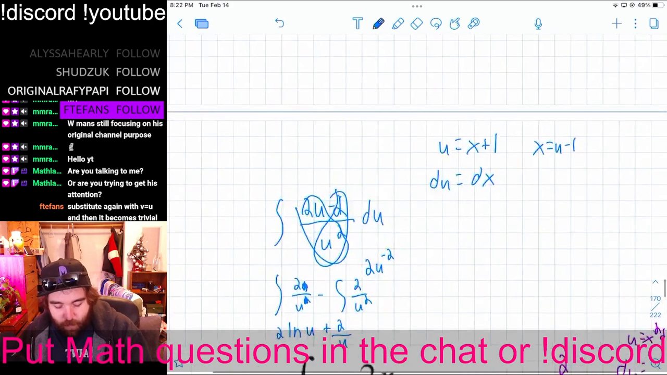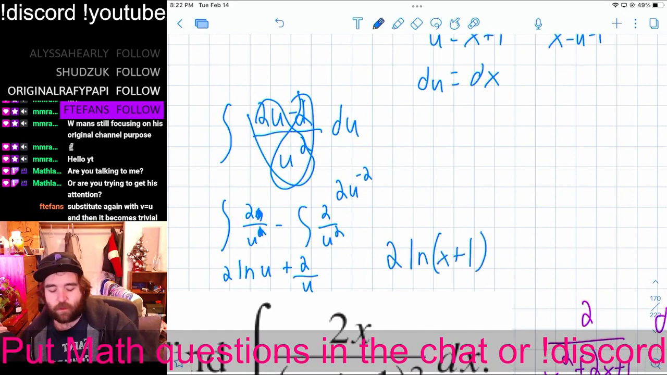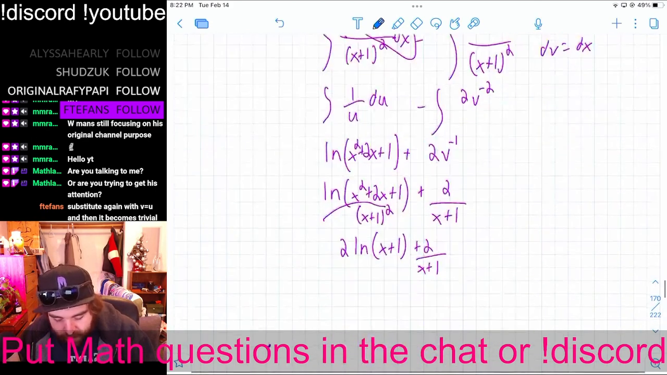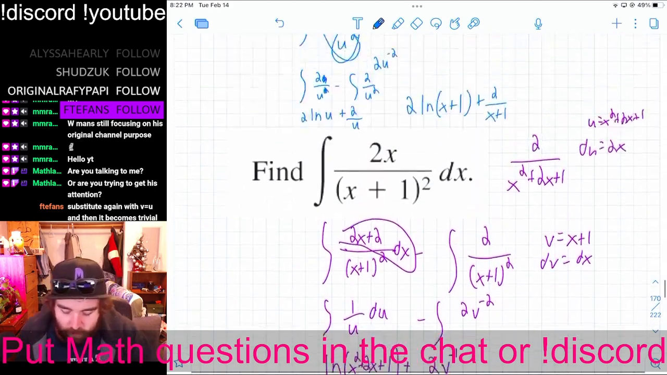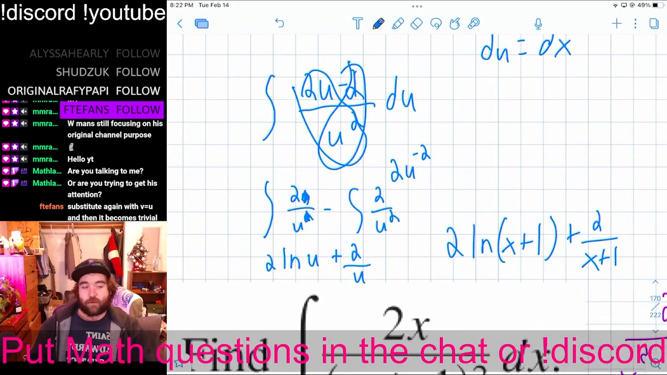And then this time, remember what our u is. It was x plus 1. And so that's how we end up with 2 times the ln of x plus 1 plus 2 over x plus 1. Which is the same thing we got last time, right? Yeah, absolutely. And we didn't even have to simplify at the end. We went directly to 2 times the ln of x plus 1. That's what I would do.